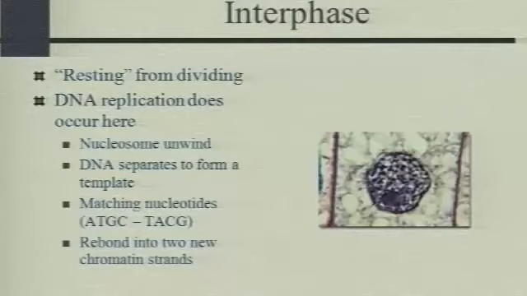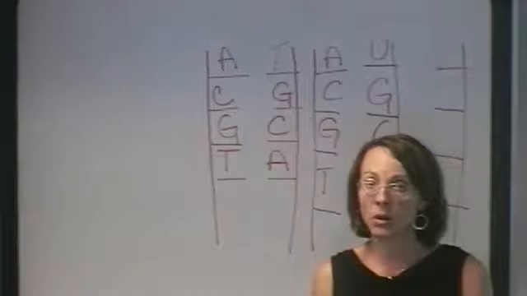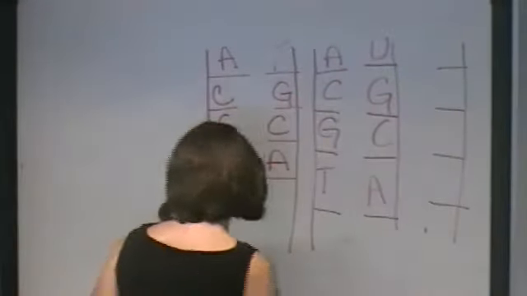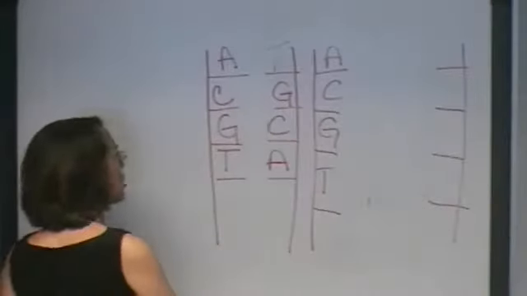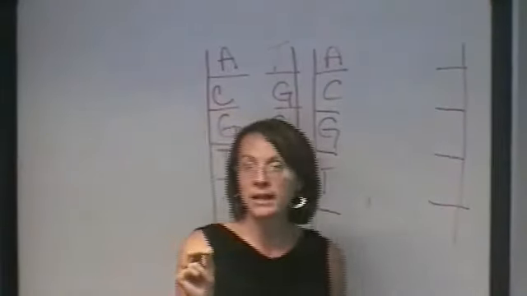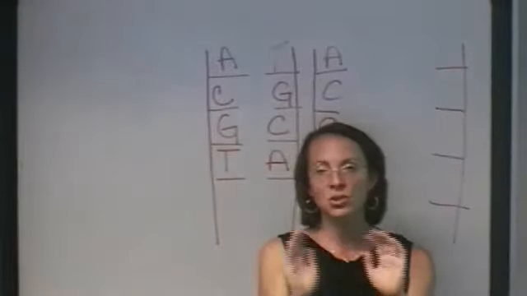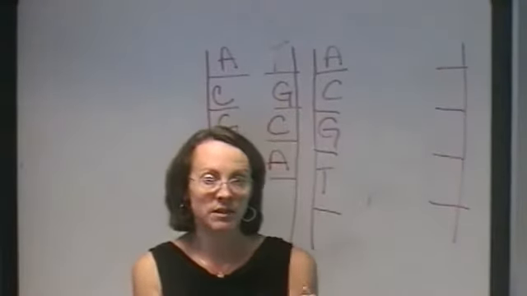DNA replication occurs. Those nucleosomes unwind. DNA separates. It duplicates itself. Okay, and then rebonds actually into those new chromatin strands and chromosomes. So what happens, and I've sort of explained this already as well, but I'd like to give you a little visual. Okay, with DNA, what happens? Okay, so forget RNA. We are not talking about RNA now. We are just talking about DNA. We're talking about DNA as it starts to get ready to form 2 identical cells.